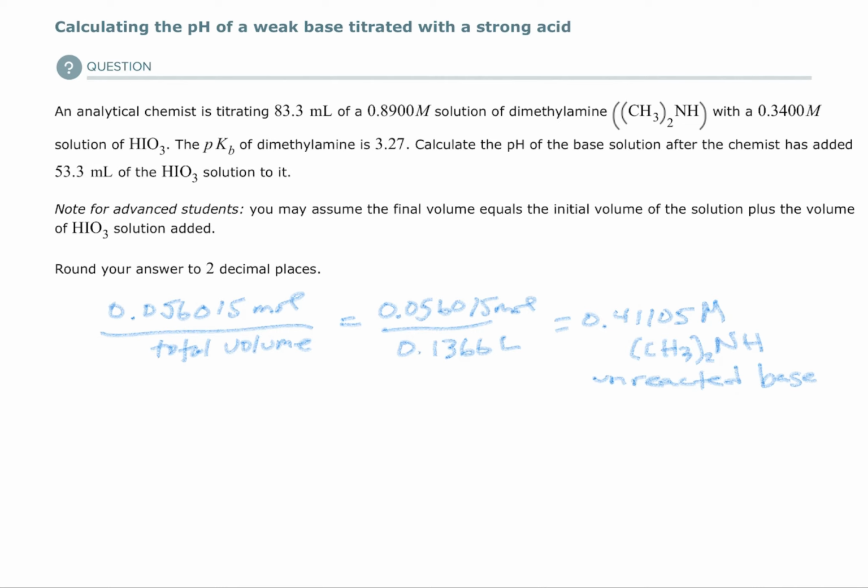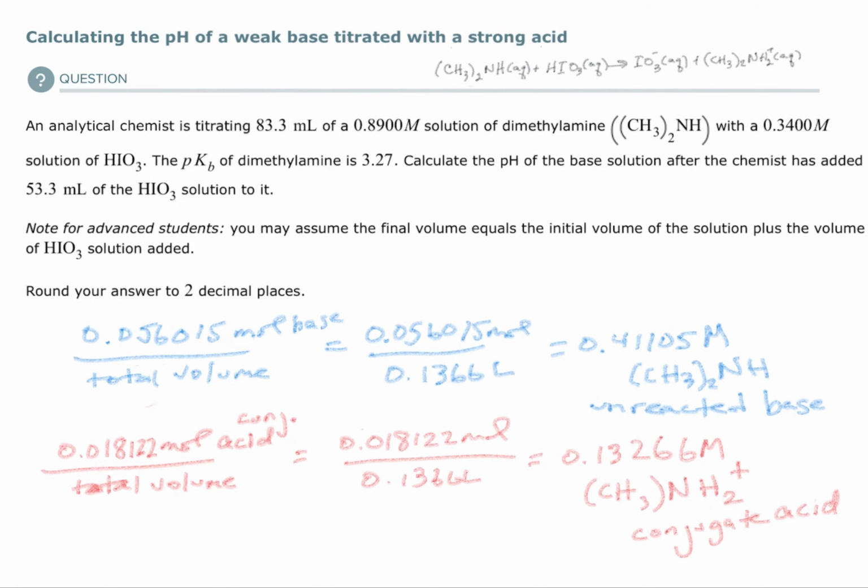Imagine there was no acid and you just put 0.41 molar of a base in some water. What is the pH? That's essentially the question. Now, it is going to react with the water to make a conjugate acid.